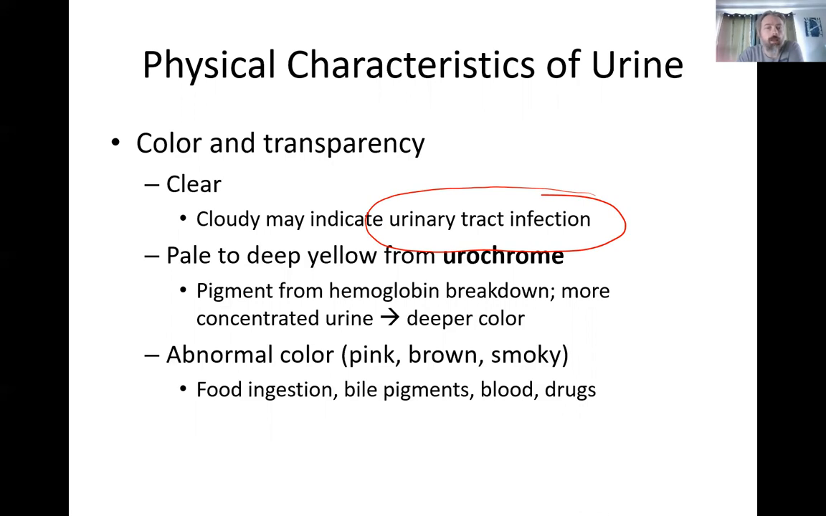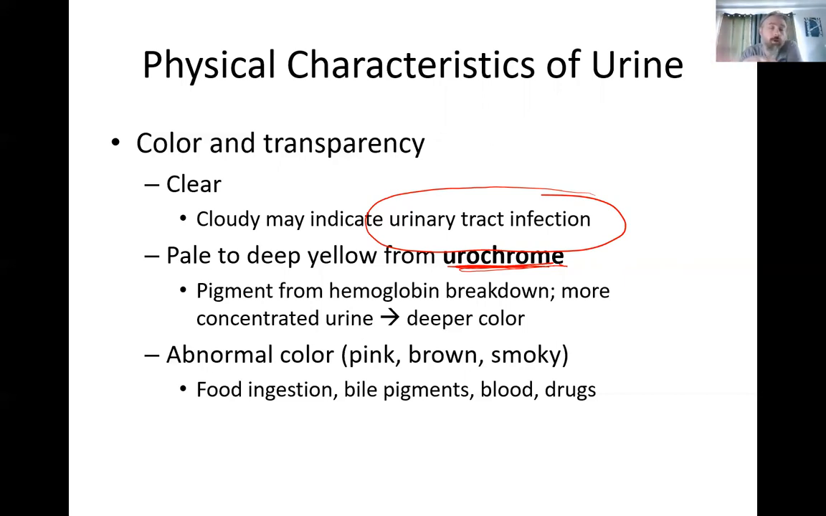And that yellow color is from a pigment called urochrome. And urochrome is, again, one of those pigments we get from the breakdown of hemoglobin. The longer it sits in your bladder, or the longer it sits in a puddle in the street or whatever, I guess, the more of that yellow color we're going to get, as it becomes more and more concentrated.